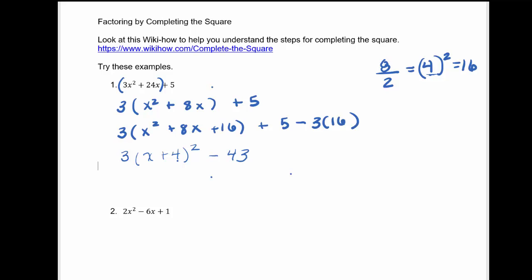So 4 times 4 is 16. 4 plus 4 is 8x. And so you could always check yourself by expanding this x plus 4 quantity squared out and distributing your 3 and working backwards to get your original equation, 3x squared plus 24x plus 5.